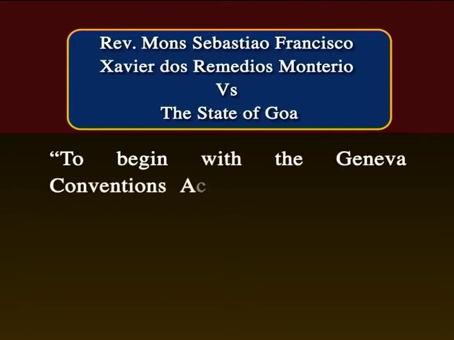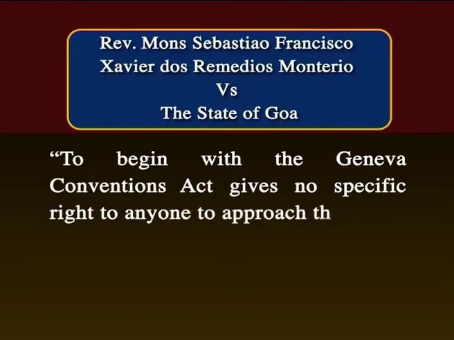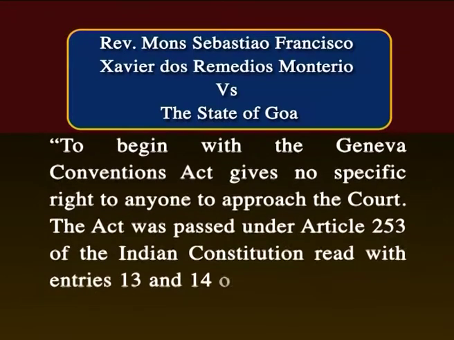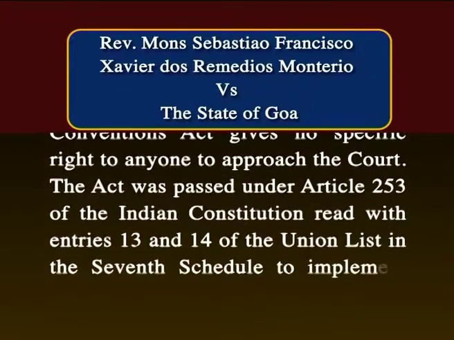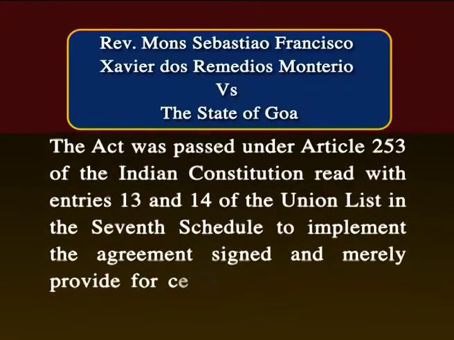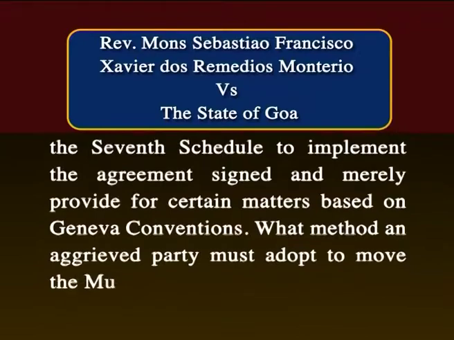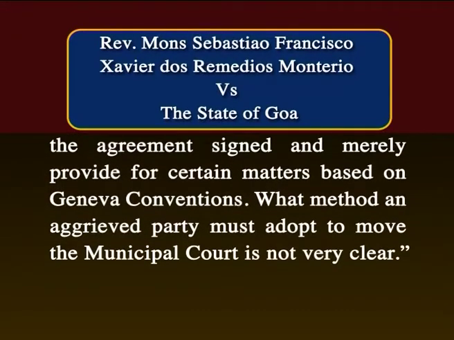To begin with, the Geneva Conventions Act gives no specific right to anyone to approach the court. The Act was passed under Article 253 of the Indian Constitution, read with entries 13 and 14 of the Union List in the 7th Schedule, to implement the agreement signed and merely provide for certain matters based on Geneva Conventions. What method an aggrieved party must adopt to move the municipal court is not very clear. It will thus be seen that the Act by itself doesn't give any special remedy. It doesn't amount to breach of conventions. The conventions are not made enforceable by the government against itself, nor does the Act give a cause of action to any party for the enforcement of conventions.